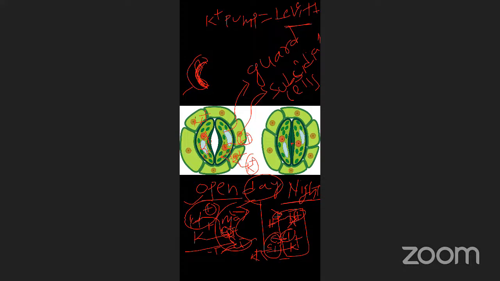What about the guard cell? Now tell me, at night time in the guard cell, is there malate ion? No, sir. No malate. Is there chloride? No, sir. Only H plus is present. What about the subsidiary cell? Cl minus, and malate anion also existed inside.